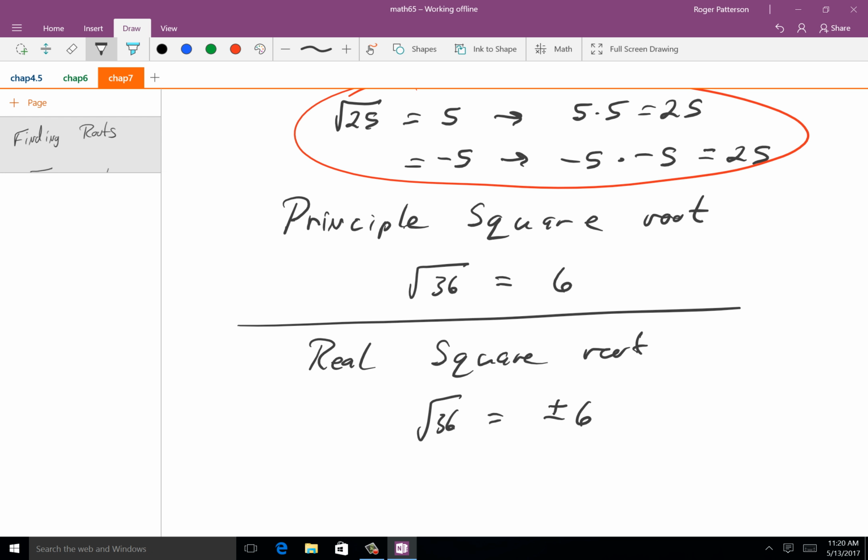So it mentions that a little bit in the book here. It talks about principal square root and so forth. When you're doing your problems, I don't think they're going to expect you to have that positive or negative there.